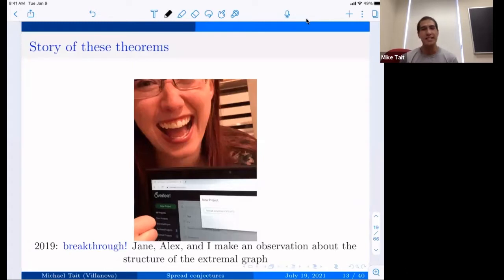It was basically just an extension of something that was in the original paper, but it allowed us to have some idea of what was happening, and this sort of pushed us to think more about the problem. This picture, if you can see here, says "spread conjecture solved." This picture was taken in January of 2020.